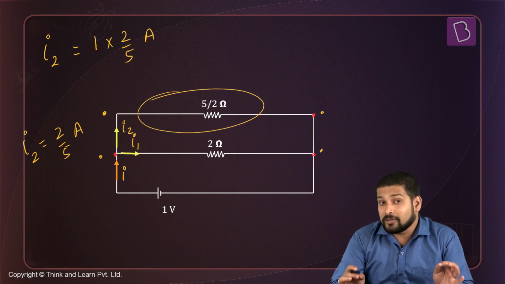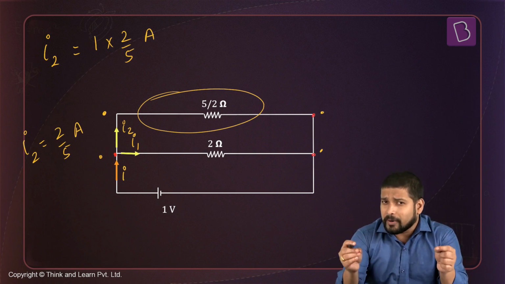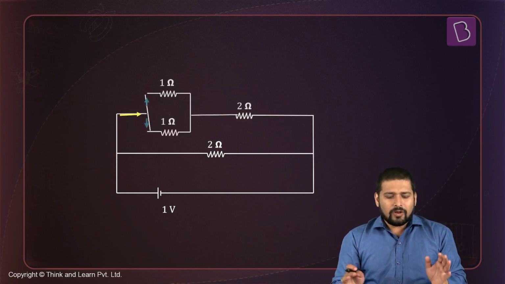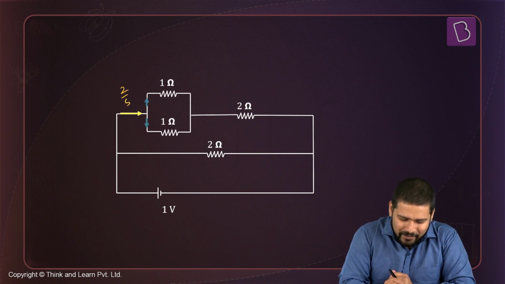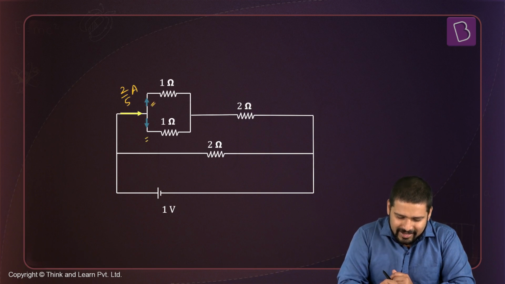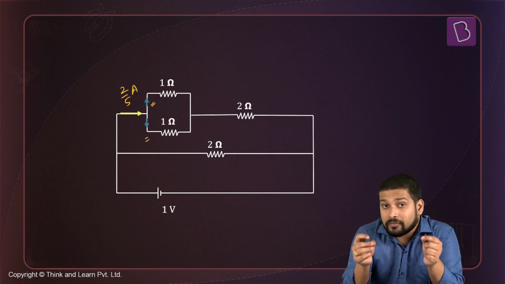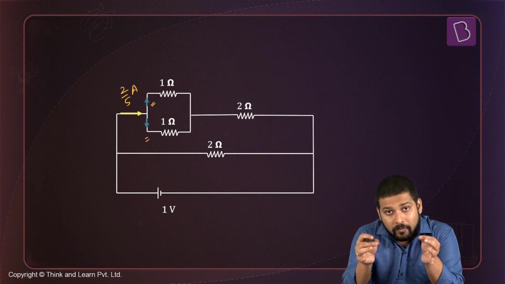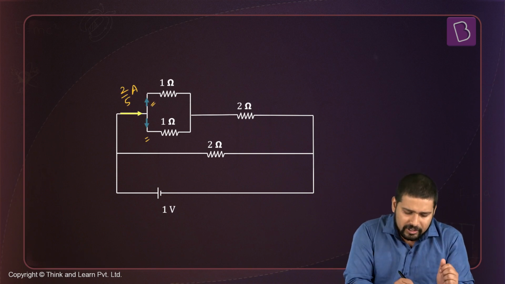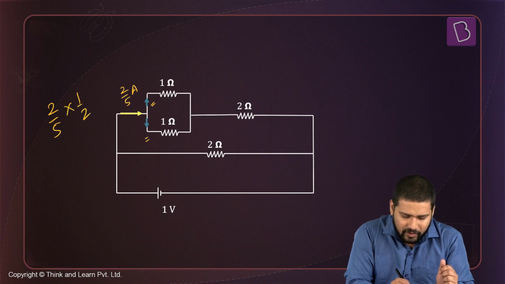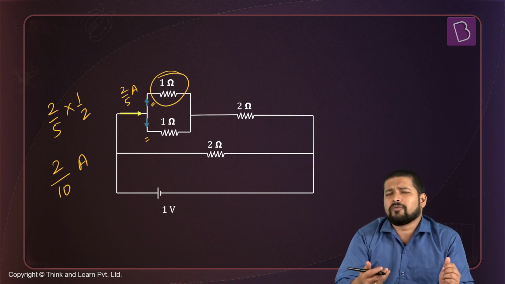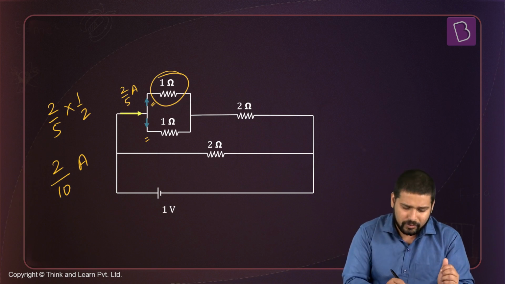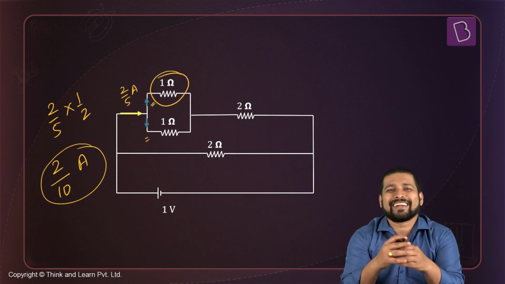Now that we have found out the value of current that is flowing through that branch, all we have to do is divide this current into two parts, because this current, which was 2 by 5 amperes, gets divided into this as well as this. So through one of the branches, as in the 1 ohm resistance, how much current will be flowing? That will be just 2 by 5 times 1 by 2. And what do you get? That is equal to 2 by 10 amperes. So the current which is flowing through both of these 1 ohm resistors is equal to 2 by 10 amperes, and that is the correct answer to your problem.